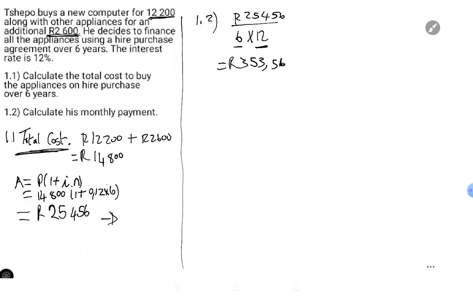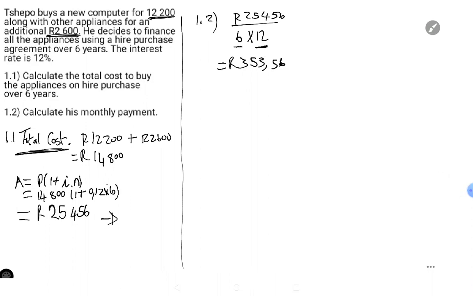So I'm gonna briefly go through it again. Just briefly, Tepo buys a new computer. Let's just make sure. Okay, that's still fine. Tepo buys a new computer for 12,200, along with other appliances for an additional 2,600. He decides to finance all his appliances using a hire purchase agreement over 6 years. The interest rate is 12%.